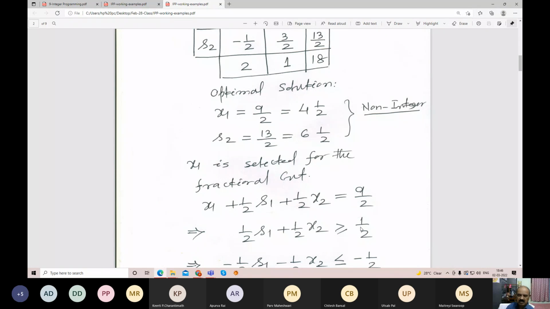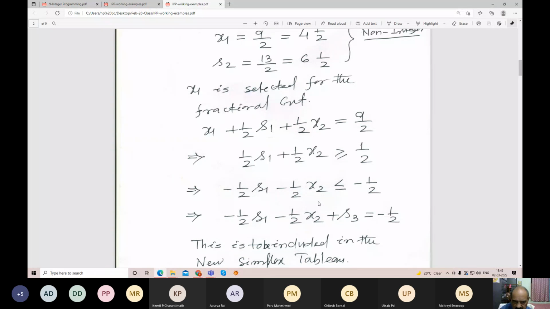And if you subtract, what will happen to this? So that is x1 less than or equal to 9 by 2 minus half, that is 8 by 2, 4. Okay, so both are the cutting plane. You can use the first one or second one.